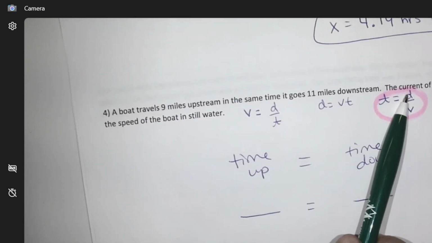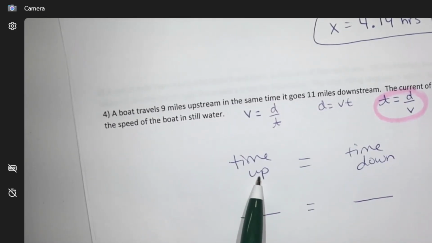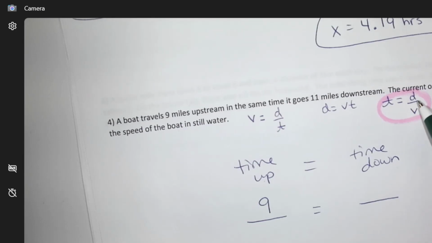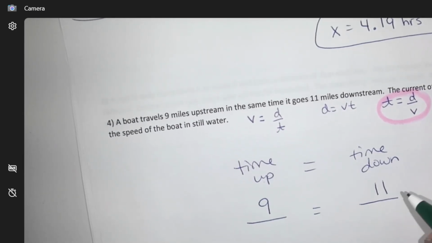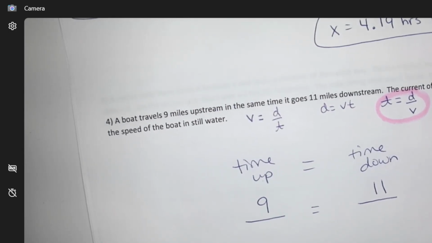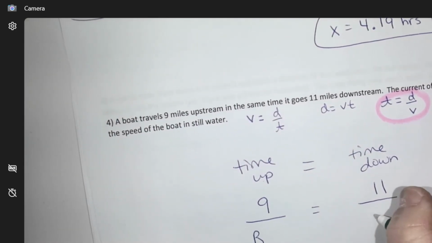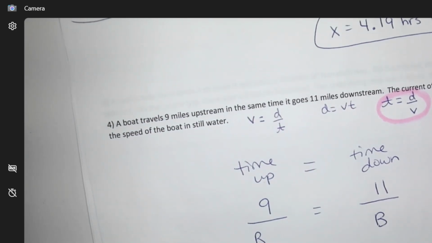So I'm gonna need the distance on the top. So up, what's the distance that we go upstream? 9. On the other side, what's the distance of going downstream? 11. We do not know the speed of the boat. So can we call it B for boat speed? The speed of the boat.